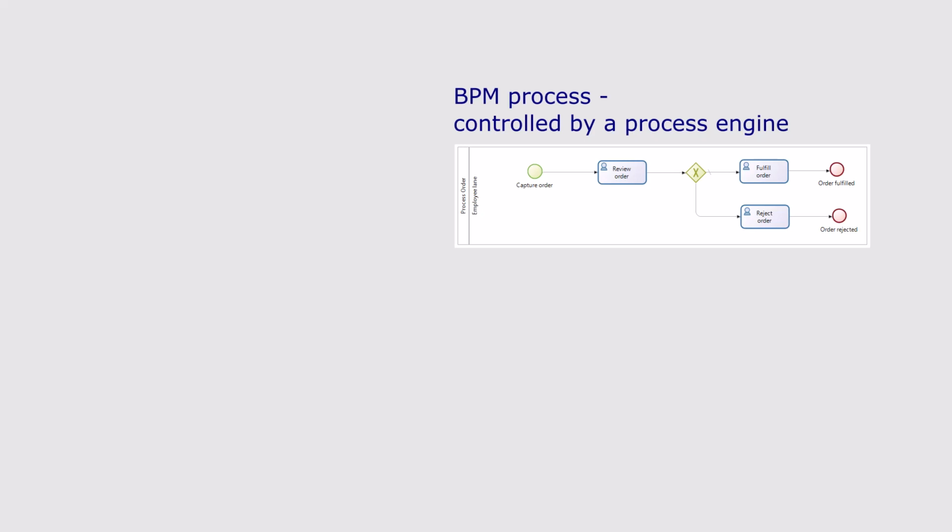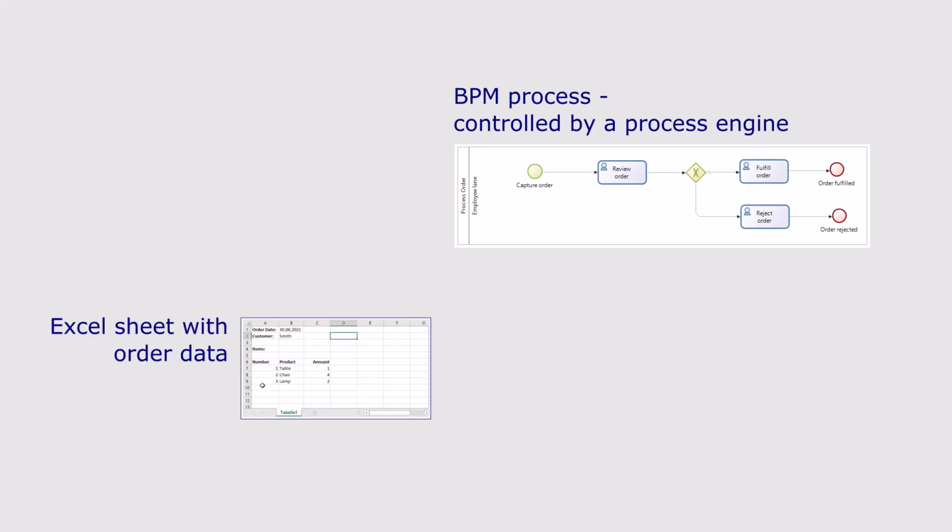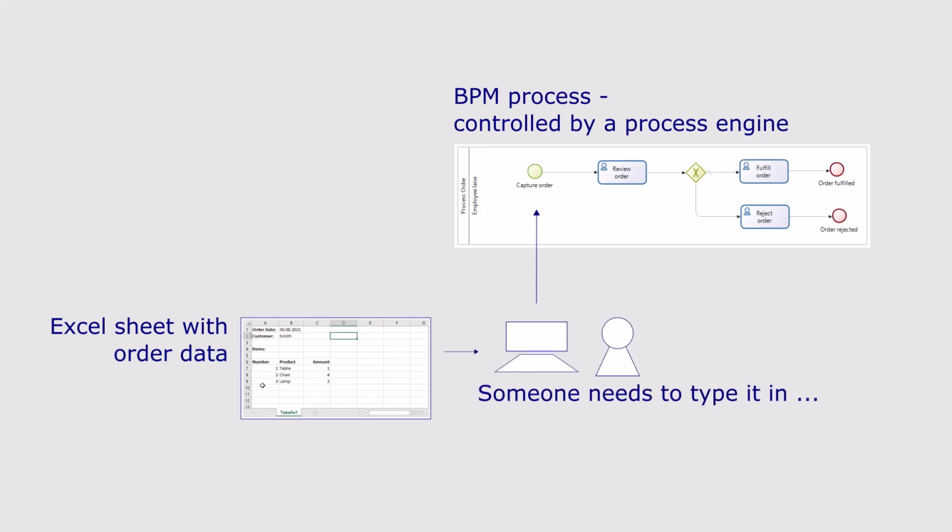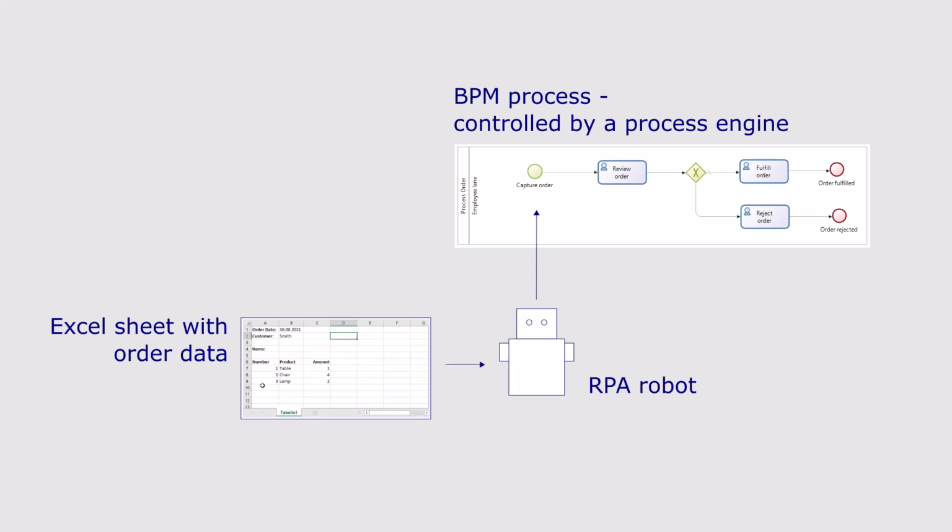This process requires order data at the start. In this case, they are provided in an Excel sheet. The question is now, how do we get these data into the workflow of the business process management system? Someone can sit down and type in or copy and paste the contents. But this is tedious. Therefore, we want a little RPA robot to do this job of reading the data from the Excel file, starting a process in the BPMS and handing over the data to this process.